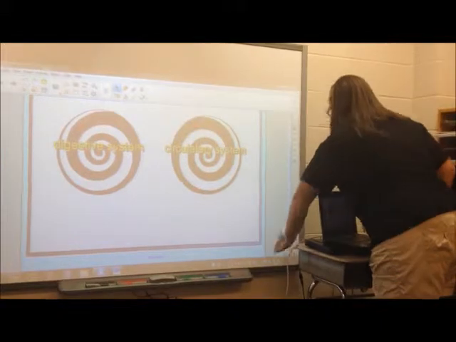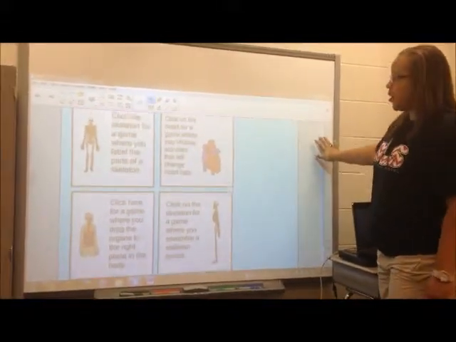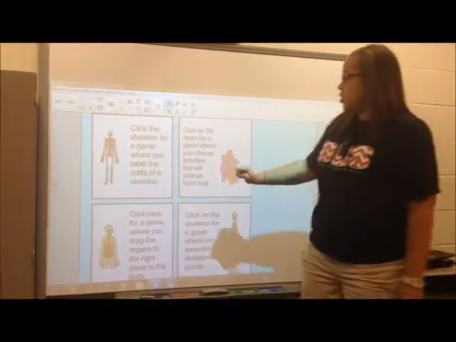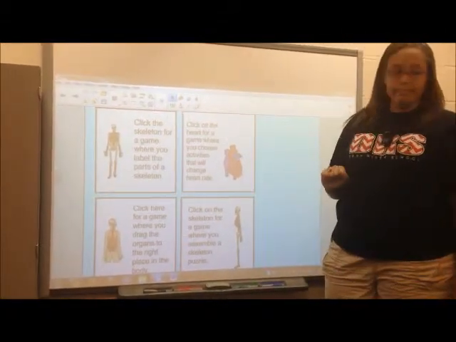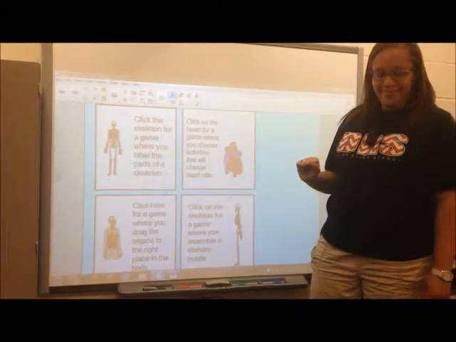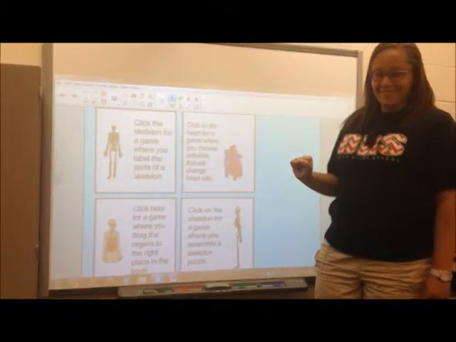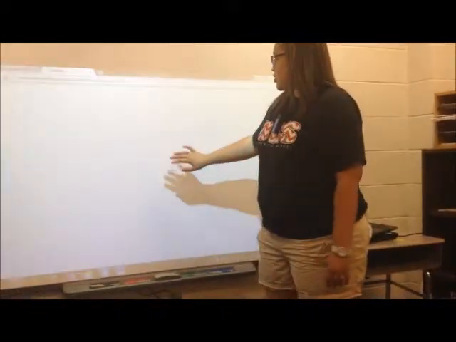Let's see what activity we have next. I think this is our last one. We are going to choose, do you want to do the skeletal system or the circulatory system? Out of just those two. Can't do the ones on the bottom because they're cooler. Okay, let's do the heart. That's the one I wanted to do.